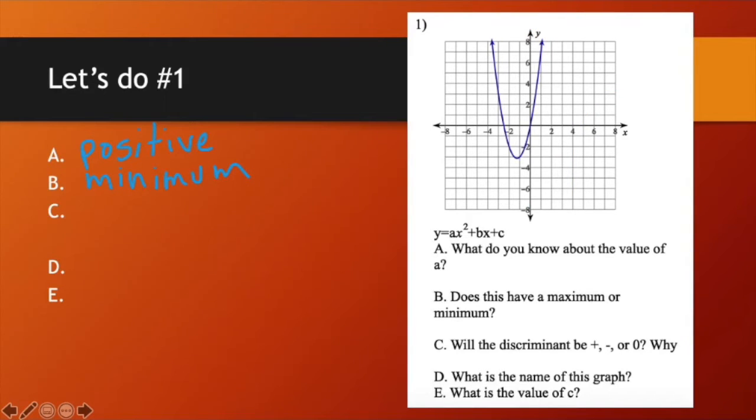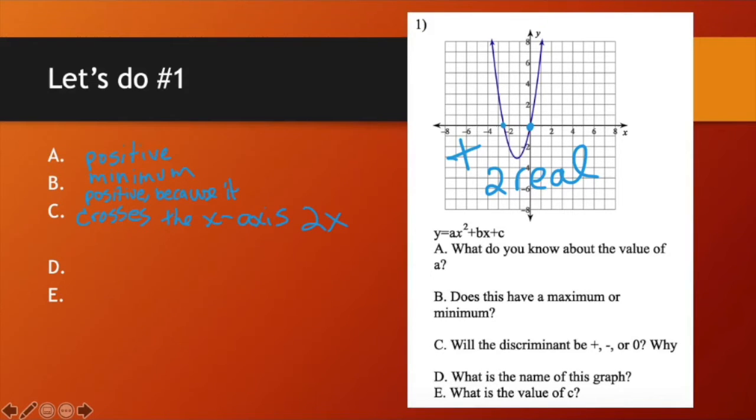Letter C, what will the discriminant be? Positive, negative, or 0, and why? This is the only one that you have to explain on it. This crosses the x-axis 2 times, so you know that these are 2 real solutions. If it had 2 real solutions, it must have been positive. And so our answer over here is that it is positive because it crosses the x-axis 2 times.